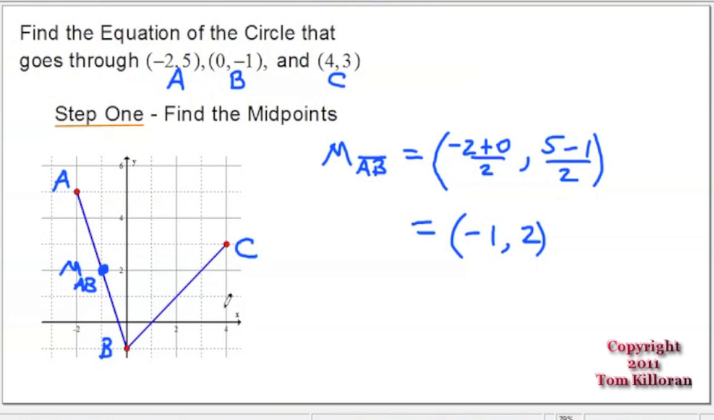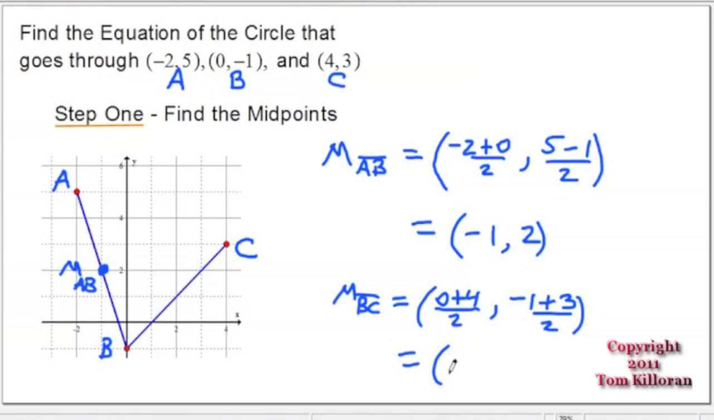Okay. Now if we want to find the midpoint of BC, do the exact same thing. Just use the last 2 coordinates. So we're going to go 0 plus 4 and take that answer and divide by 2. And the next one would be -1 plus 3, and we're going to take that and divide it by 2. So the midpoint of BC is going to be 2, comma 1, which would be right here.